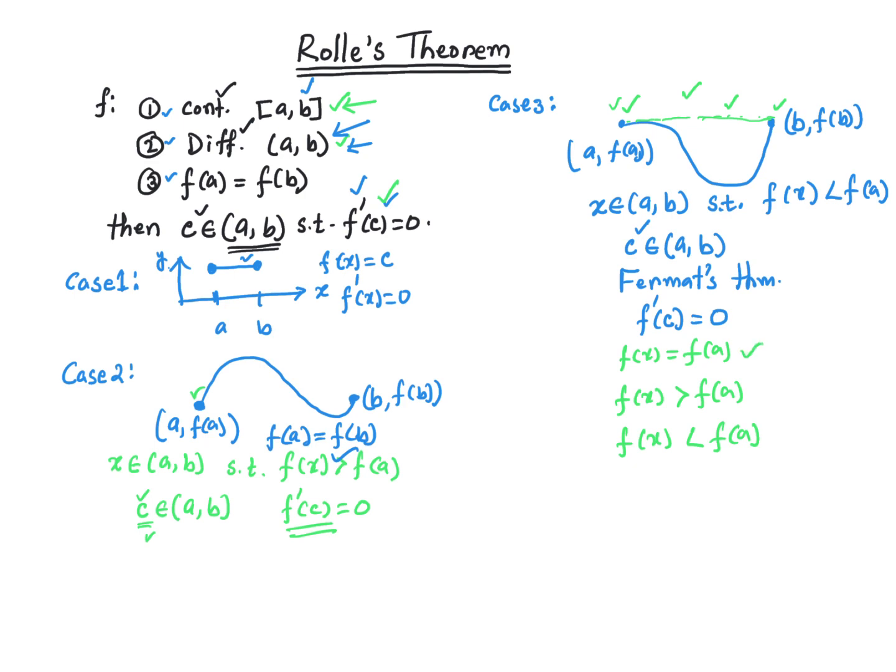In each of these scenarios, we have shown that there is a point C in the open interval A and B such that f prime of C is equal to 0, for all three cases. So that pretty much concludes the proof of Rolle's theorem. This is an important theorem. It has applications in many areas. And we also use this theorem to prove the mean value theorem, which we will be proving.